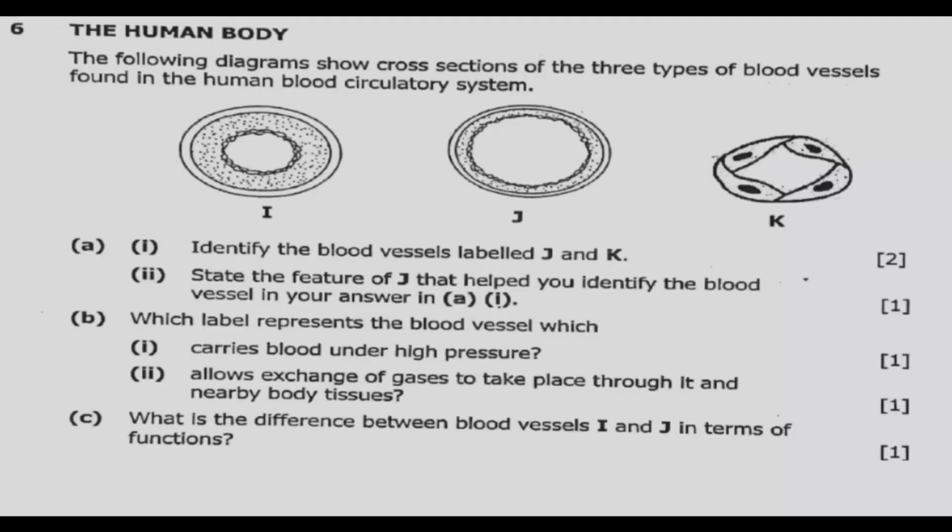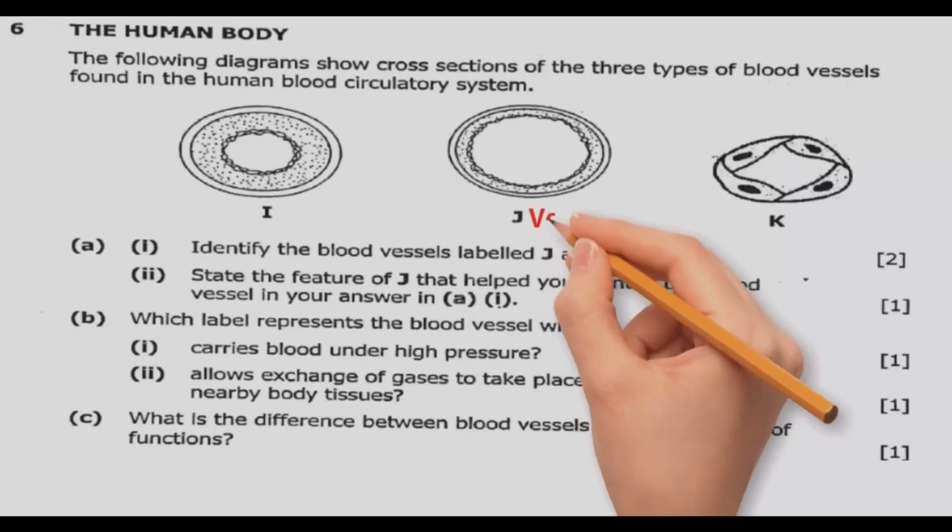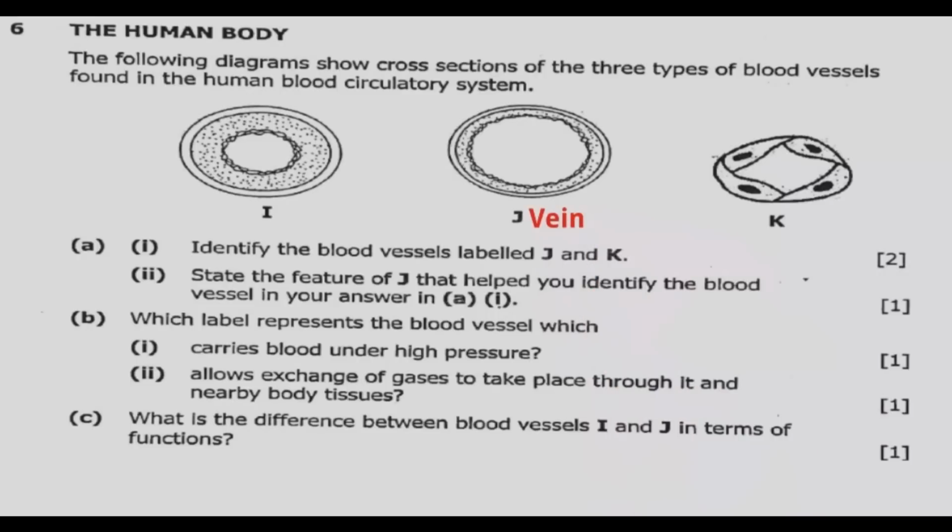So question 6A1 is as follows. Identify the blood vessel labeled J and K. So we're able to see J and K. So let's start with J. The blood vessel J is vein. Okay, that is a vein. It has no thick walls. That is vein.